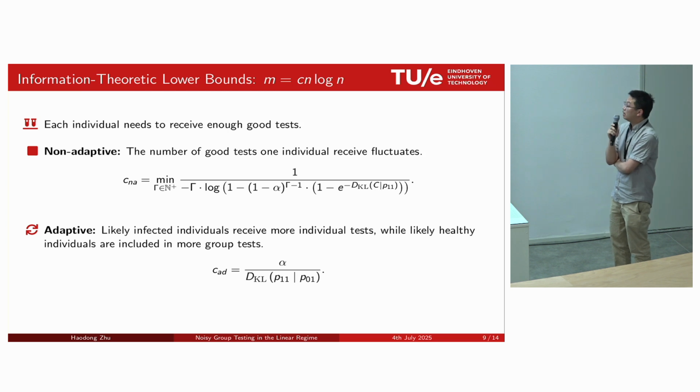In an adaptive setting, since a test can be designed according to previous results, it is possible that likely infected individuals receive more individual tests, and likely healthy people receive more group tests. In such a way, we may reduce the number of tests we need. So we can also obtain an information theoretical lower bound for adaptive group testing, also of the form Cn log n, but this C is smaller than the C we obtained in non-adaptive group testing.